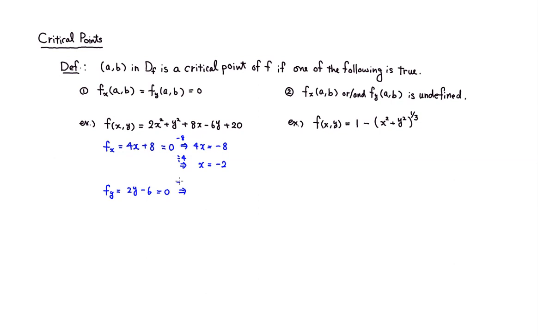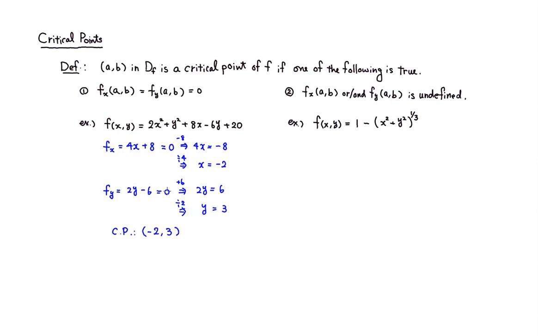So we can add 6 to both sides. So you have 2y = 6. Then we can simply divide through by 2 to get y = 3. So we found the critical point. The critical point would be x = −2 and y = 3.